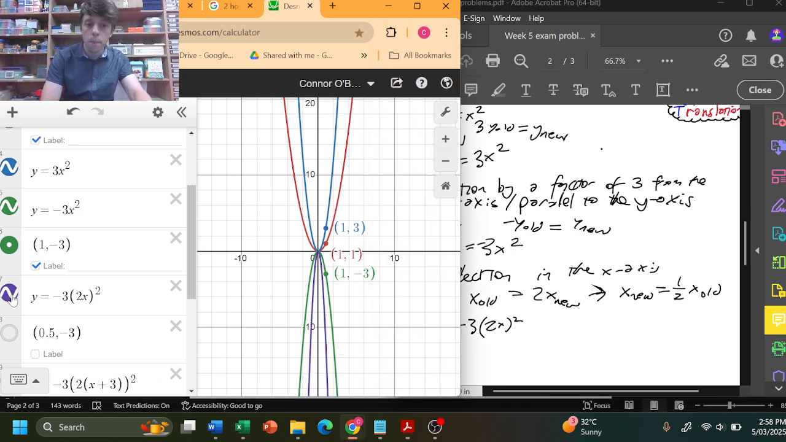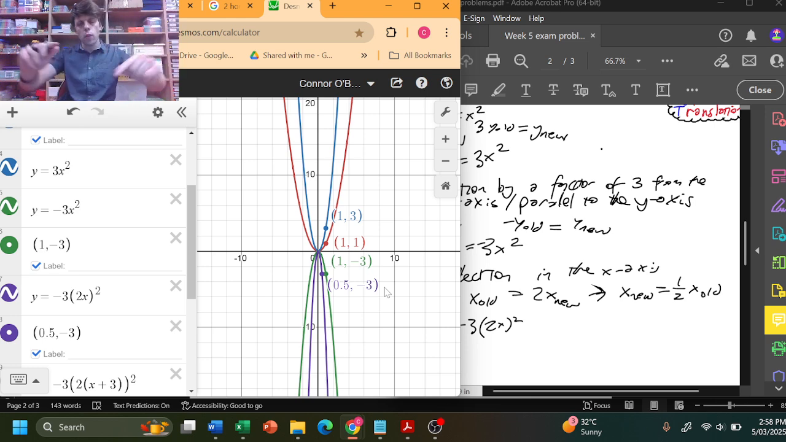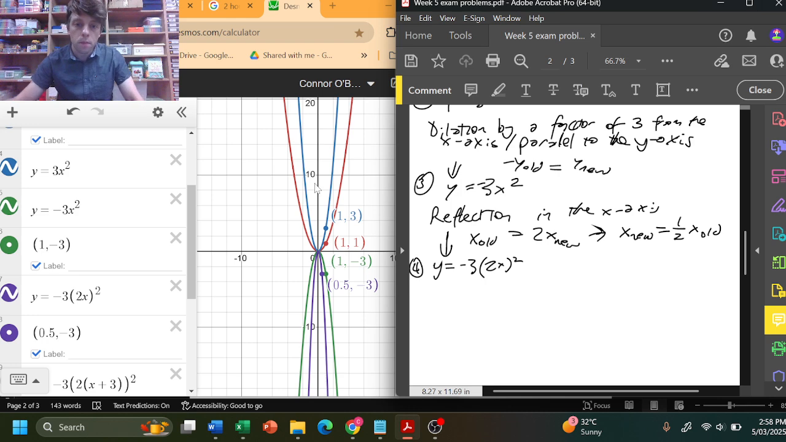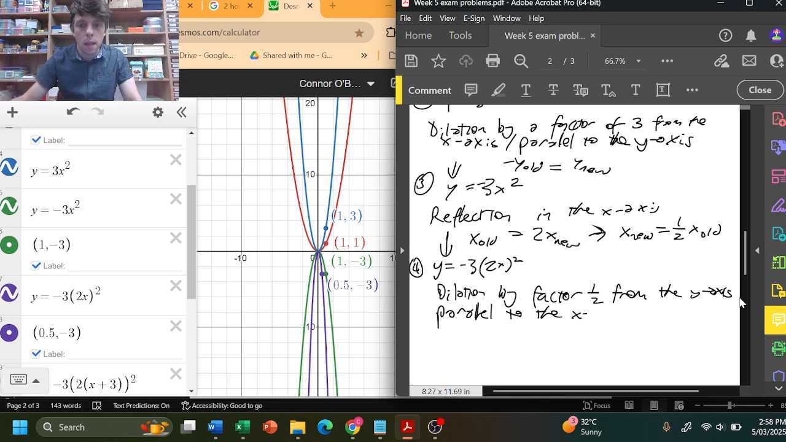You can see this if we type in this equation. So this is y equals -3(2x) squared. What we've got is that same point, right? What's happened to it? Well, it's gotten closer to the y-axis. So this is a dilation by a factor of a half from the y-axis, which is the same as the direction that is parallel to the x-axis. So this is a dilation by factor a half from the y-axis, which is the same as parallel to the x-axis.